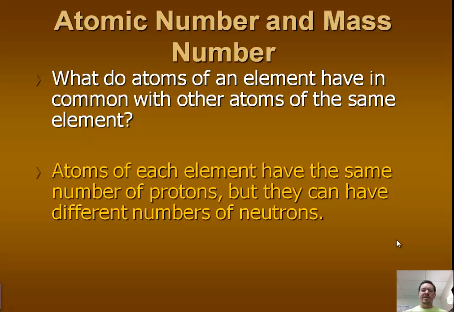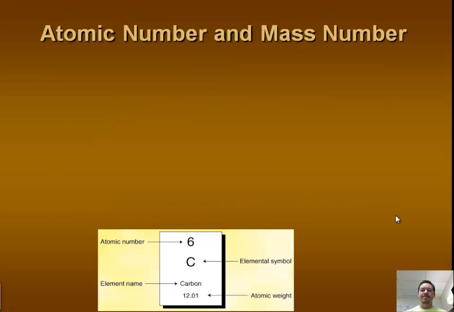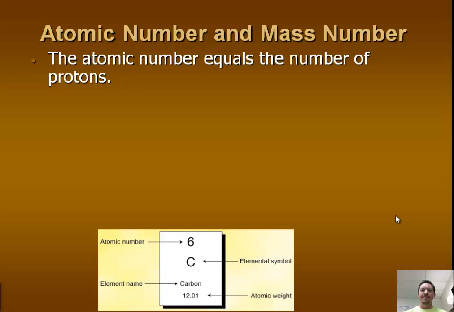However, neutrons can change. When neutrons change, the mass does change as well. So again, the atomic number equals the number of protons. And you can see down at the bottom here a sample.